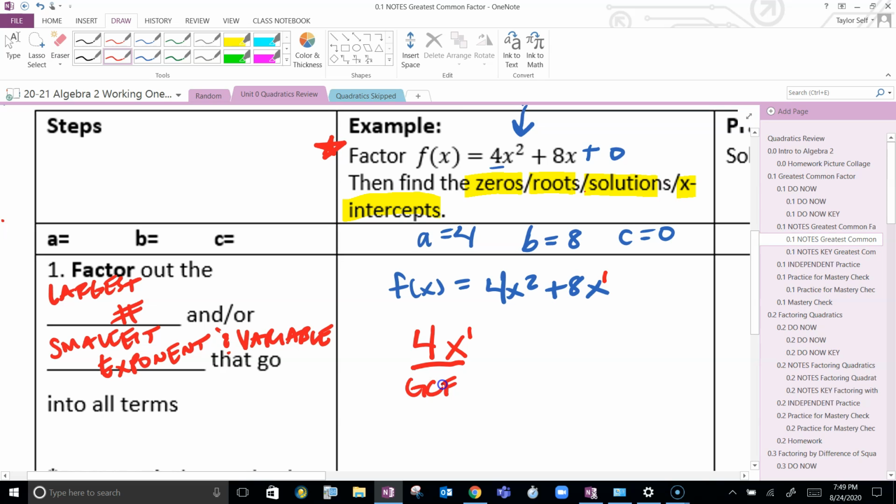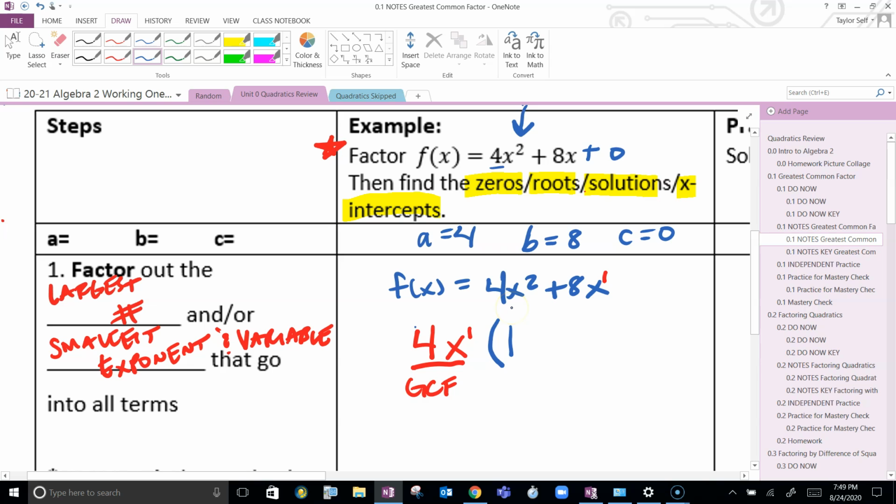Now we need to write what is left. So let's write what's left if we factor. Factoring is the same as dividing. So we need to divide these numbers by the number that we took out. What is 4 divided by 4? 1.